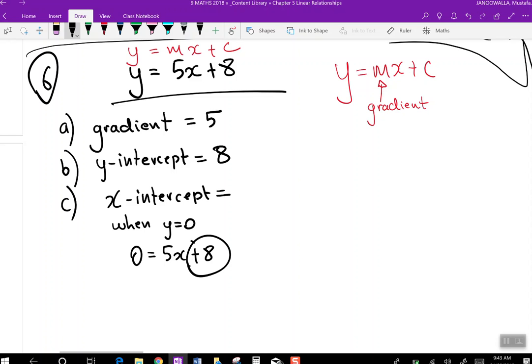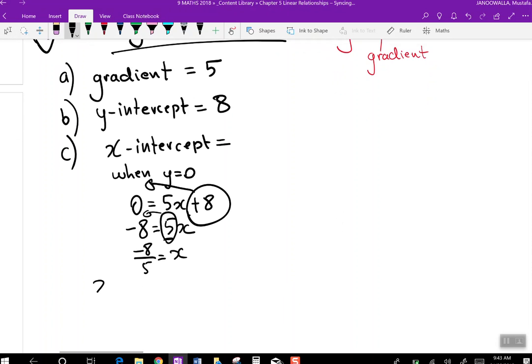So when I move this 8 over that side, it's negative 8 is 5x. Then I move this 5 over, and if I move this 5, it becomes division. So negative 8 divided by 5. So that's your x point. Therefore x-intercept is negative 8 over 5. Or if you put that in your calculator, 1.6. And that's your x-intercept. All right?